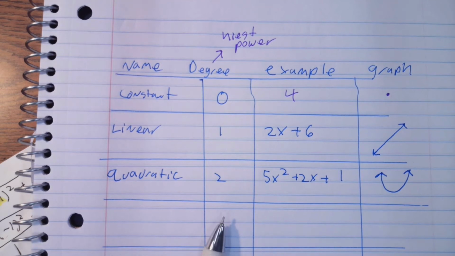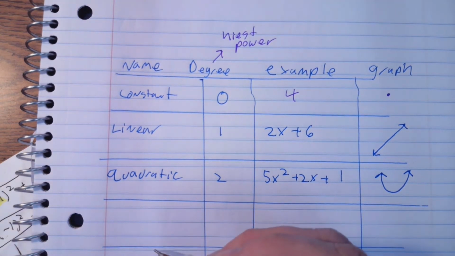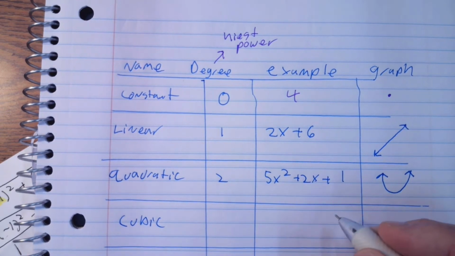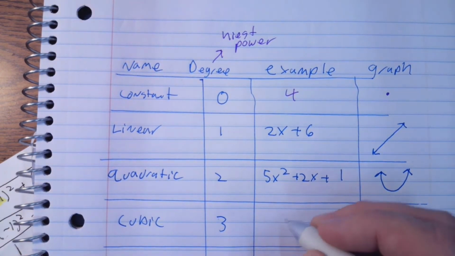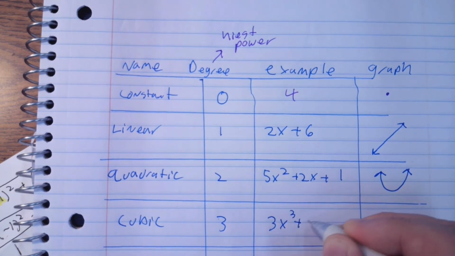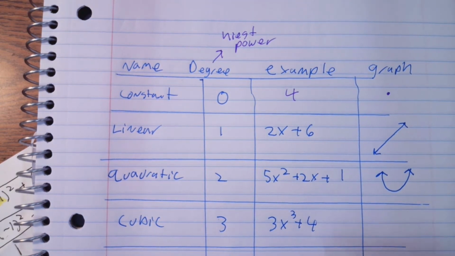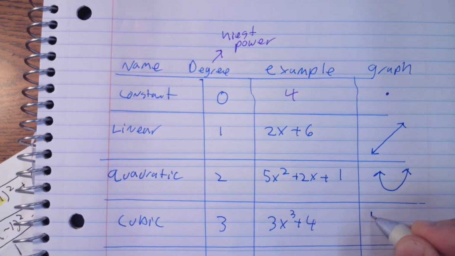And we're not going to do this forever, but we are going to do 2 more, or 3 more. So the next one is cubic. And this might be an example of a cubic. Okay. It doesn't have to have a bunch of stuff. And this is what the cubic graph will look like.